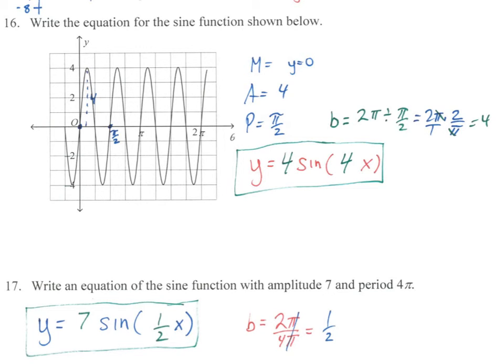Now my 4 is my amplitude. My midline, as you can tell, goes up 4 and down 4. So my midline's at 0. So be careful. Sometimes you got to be careful of your midline.